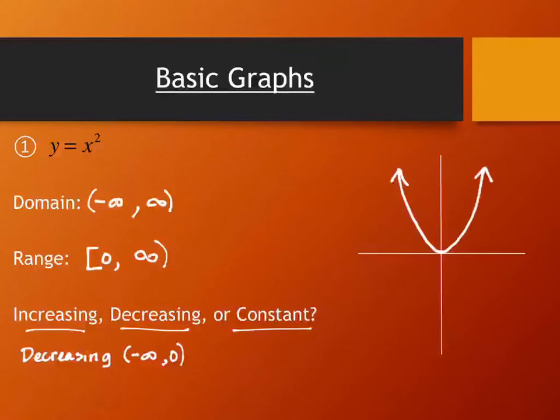So anytime you're talking about increasing, decreasing, constant, you're going to see parentheses used. So from 0 and on, moving to the right, what is my graph doing? It's increasing now, right? So it's increasing from 0 to infinity. And it continues on.